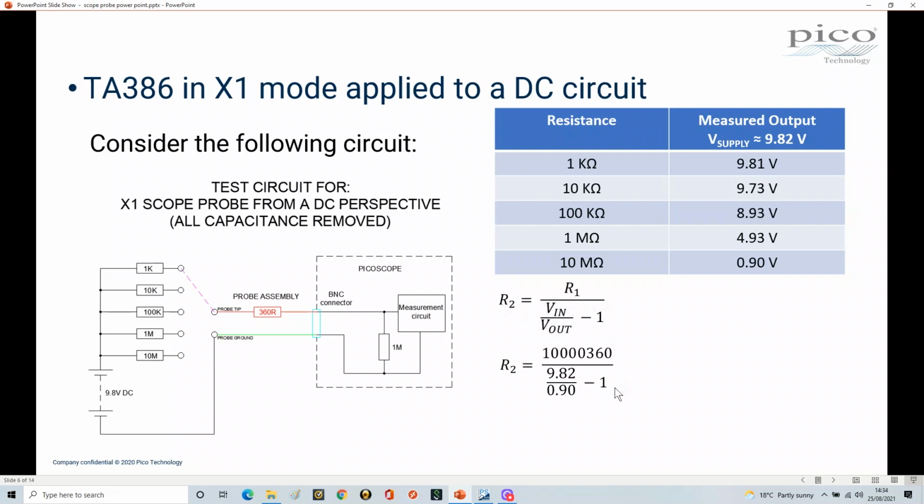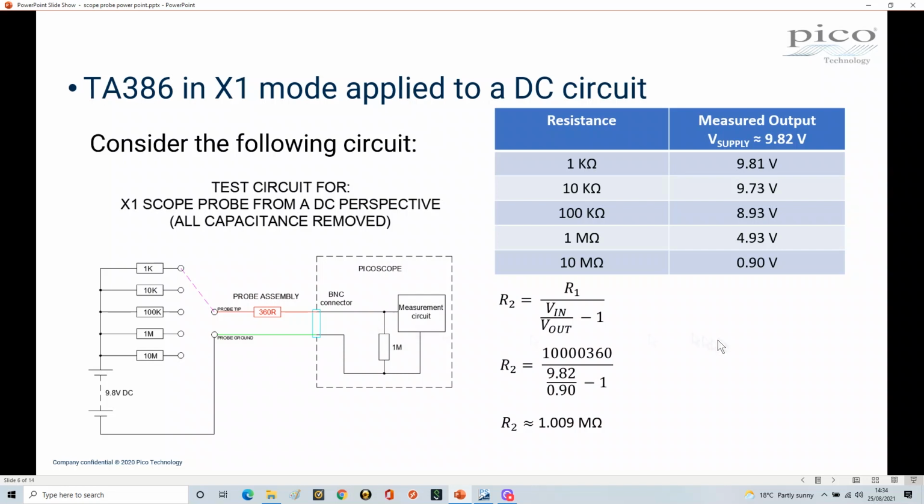So if we plug in some values here, now R1, I'm trying to find the voltage at this point here, which is the bit that's actually going into the picoscope itself. So I'm going to take the 10 meg resistor, so we've got 10 megs, plus the 360 ohms that we've got in here, divided by our voltage supply, which is 9.82, and divided by the output voltage at 10 megs, which is 0.9, minus 1, and that gives us approximately 1.009 megohms, which actually is really good because that's what's inside the picoscope. So through this theory, we've demonstrated that the input impedance of our picoscope is 1 meg.